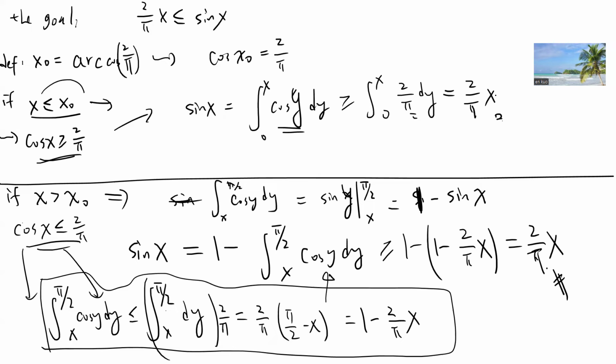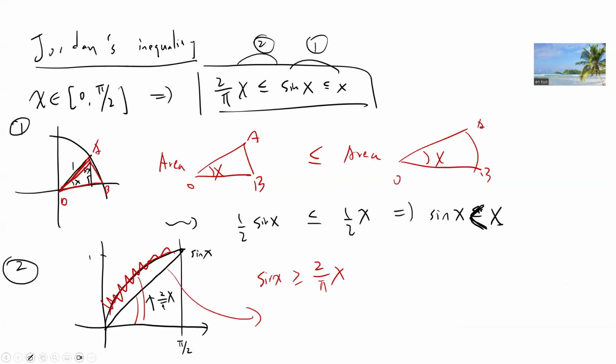So what we show is that whether x is less than or equal to x0, we always get this, and when x is greater than x0, we still get it. So this is the rigorous way of using calculus to show number 2, and the first one is also a rigorous proof.